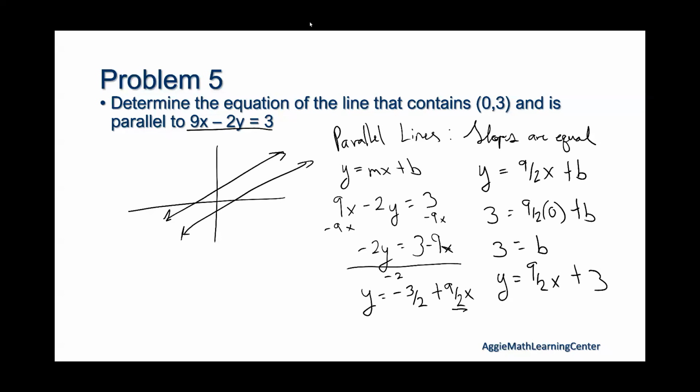Okay. So if you're given a line that's parallel, you need to determine the slope of that line, and that will tell you the slope of the line that we want to be working with. And then you plug in the point that was given to you for your x and y values to solve for b. Solve for that y-intercept.